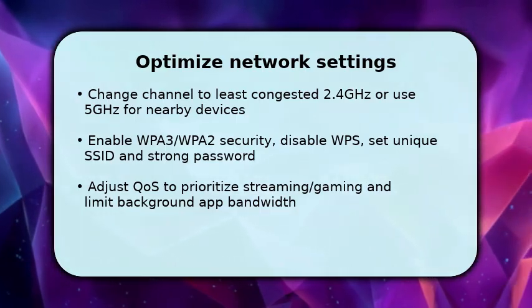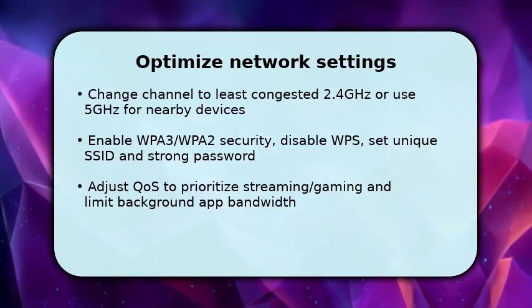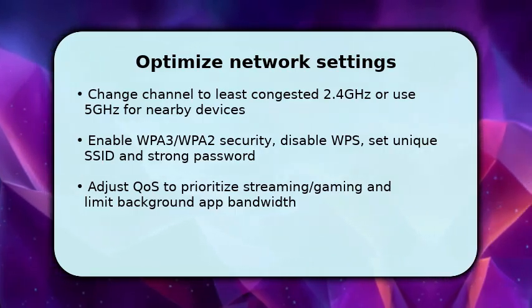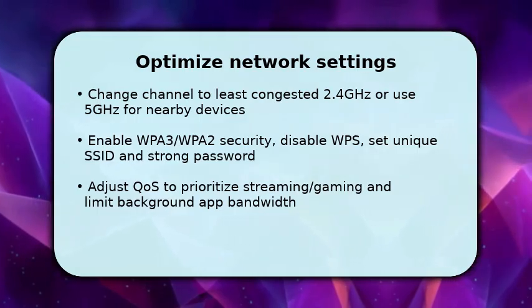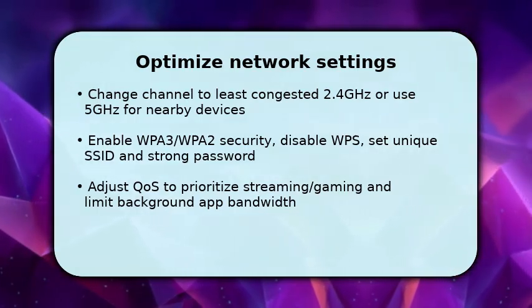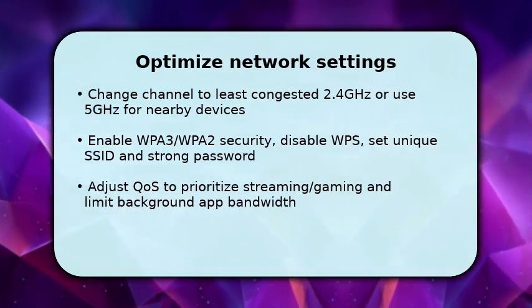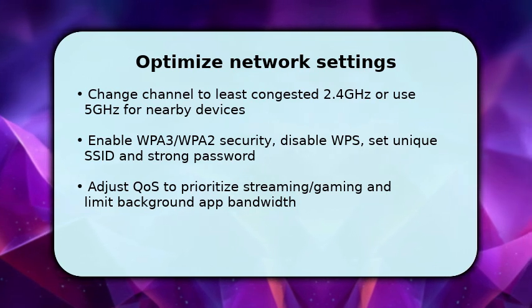Then secure the network by enabling WPA2 or WPA3 and disabling WPS so unauthorized usage doesn't drain bandwidth. After that, configure quality of service rules to prioritize latency-sensitive traffic, like video calls.